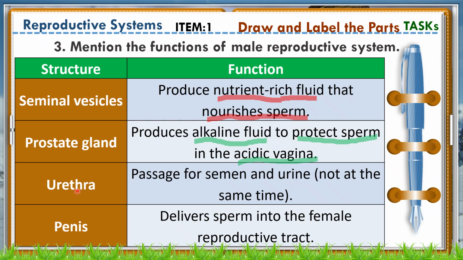Then we have the urethra. The urethra is for the passage of the semen and the urine, not at the same time. And lastly, we have the penis. Its major work is to deliver the sperm into the female reproductive tract.